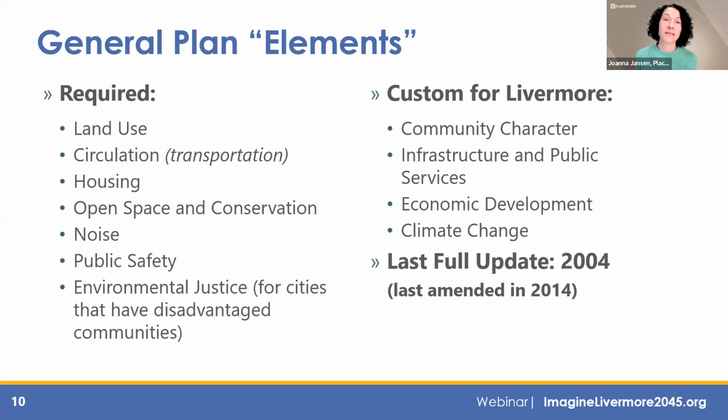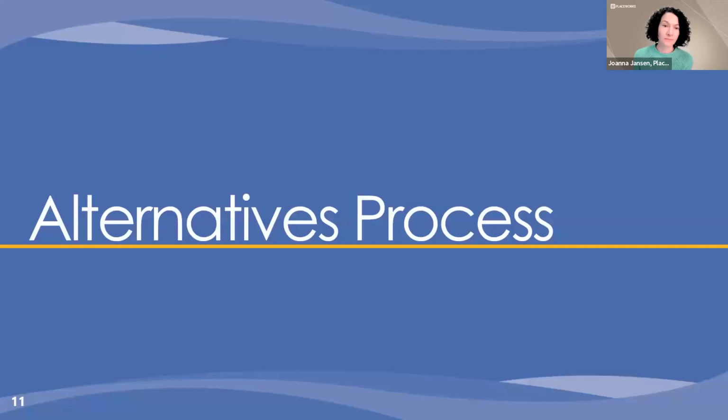In addition, cities can adopt their own elements that are tailored to the unique conditions of that city. Those are optional elements, but they have the same weight and power as the required elements. Livermore's current general plan has optional elements that are customized to Livermore that address community character, infrastructure and public services, economic development, and climate change. So that's a little bit about the broader context of the general plan update.